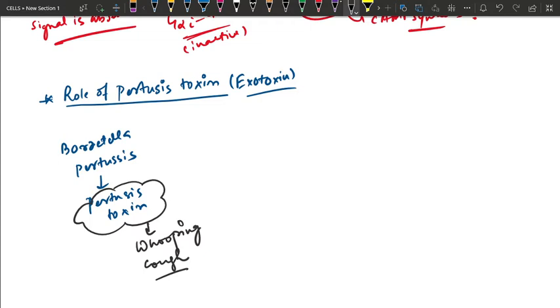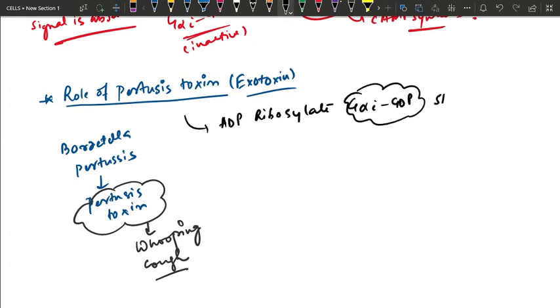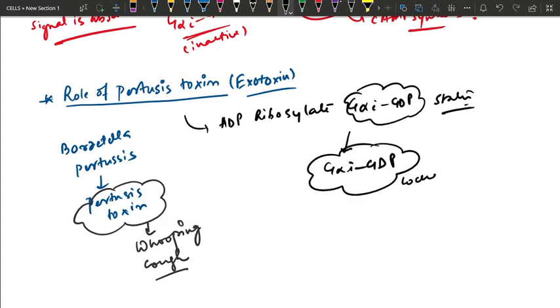What happens is that there is a colonization of these toxins in the respiratory tract, and as a result there is whooping cough. This toxin ADP-ribosylates G alpha I in its inactive state, the GDP-bound state. As a result, G alpha I is locked in this form. It is now locked in its inactive state.